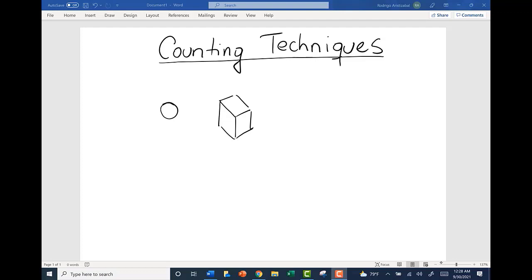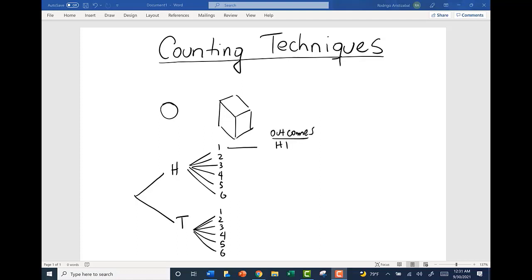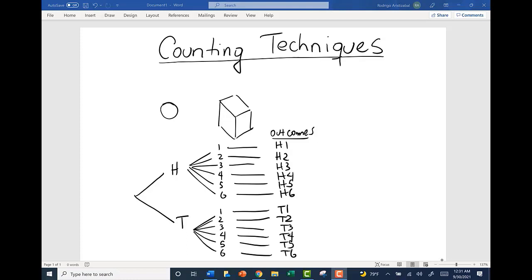When we toss a coin, we can obtain head or tail. When we throw a die, we can obtain 6 possible results for each outcome of the coin. The list of all outcomes are head 1, head 2, and so on, and T1, T2 until T6. In total, we have 12 possible outcomes when we toss a coin and throw a die.